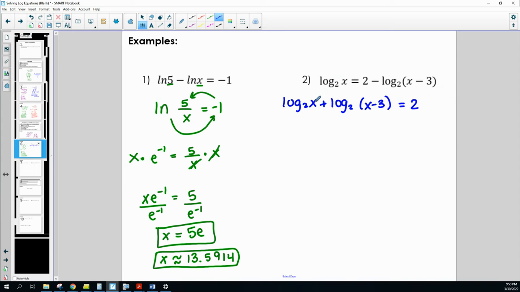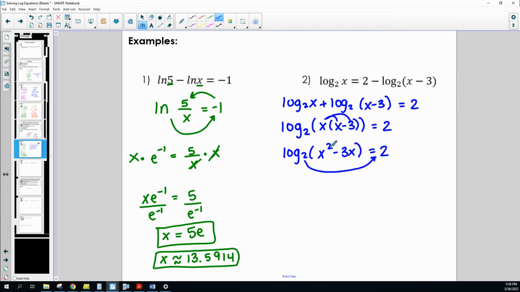We have addition, which means we're going to use multiplication. So we have log base 2 of x times x minus 3 equals 2. So I'm going to go ahead and distribute this x. So this will be x squared minus 3x, and that's equal to 2. Now I'm going to change forms because I have the single log. So we have 2 squared equals x squared minus 3x. 2 squared is 4. What we should notice here is that this is a quadratic.